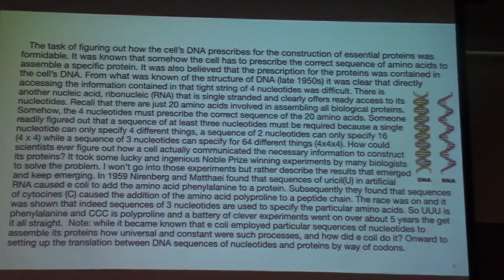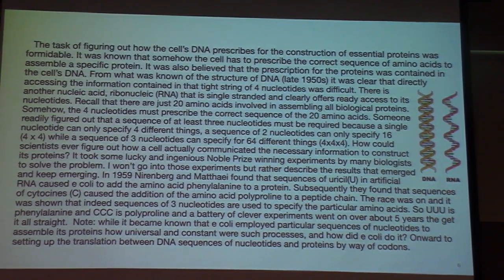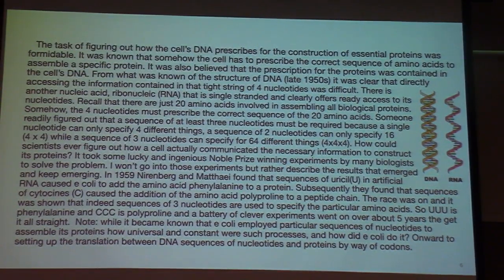The task of figuring out how the cell's DNA prescribes the construction of these proteins is formidable. It was known somehow that the cell had to prescribe the correct sequence of amino acids to assemble a specific protein. It was also believed that the prescription for the proteins was contained in the cell's DNA. From what was known of the structure of DNA in the late 50s, it was clear that directly accessing the information contained in that tight string, remember, these things are really knotted together pretty tightly, would be difficult.